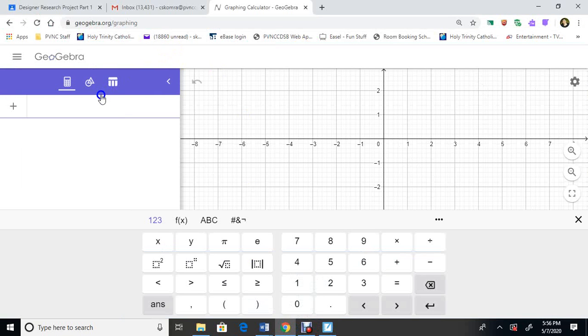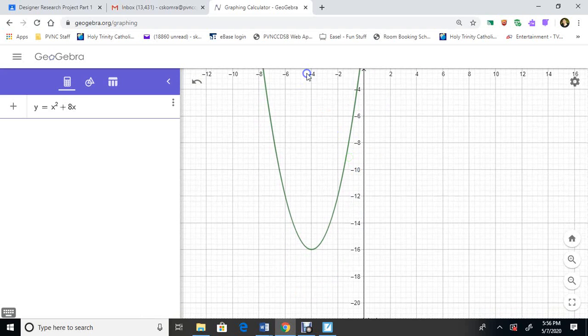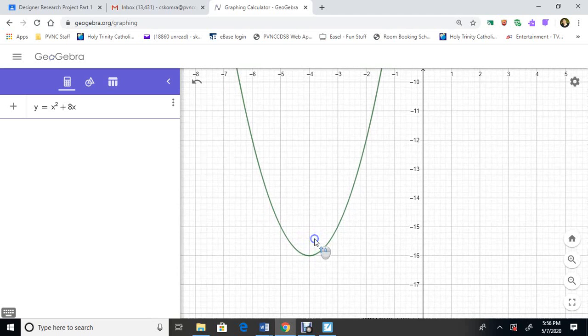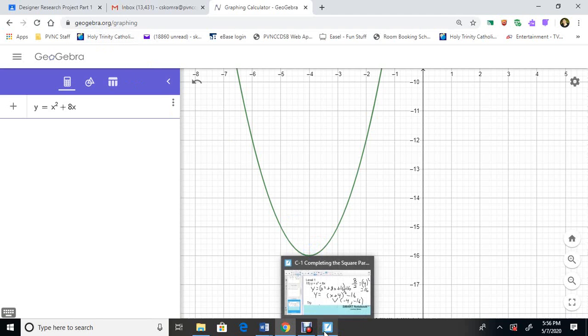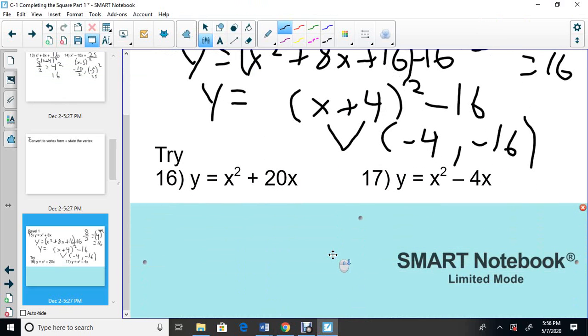So let's go here. y equals x squared plus 8x. Okay, so there's our graph. Down here, our vertex is negative 4, negative 16. And our step pattern, if we go over 1, we go up 1, over 1, up 3. There's our step pattern. By completing the square, we can find the vertex. What I want you to do now is try these two at the bottom here. It's on your sheet, try them, and then come back and watch me do it.